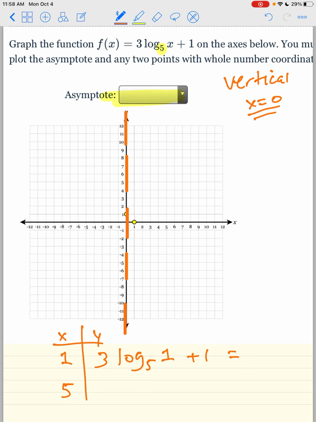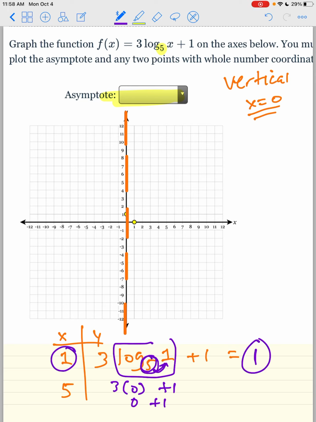How do we read this? We read this as follows. 5 to what power makes 1? 5 to the 0 power. So this whole thing is 0. 3 times 0 is 0, plus 1. So this is 1. Your x is 1. Your y is 1. So you take this yellow point and you put it here.